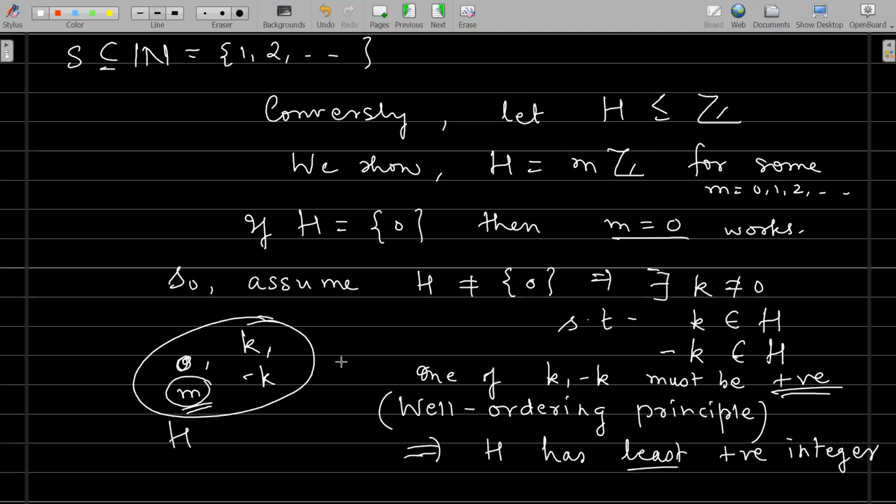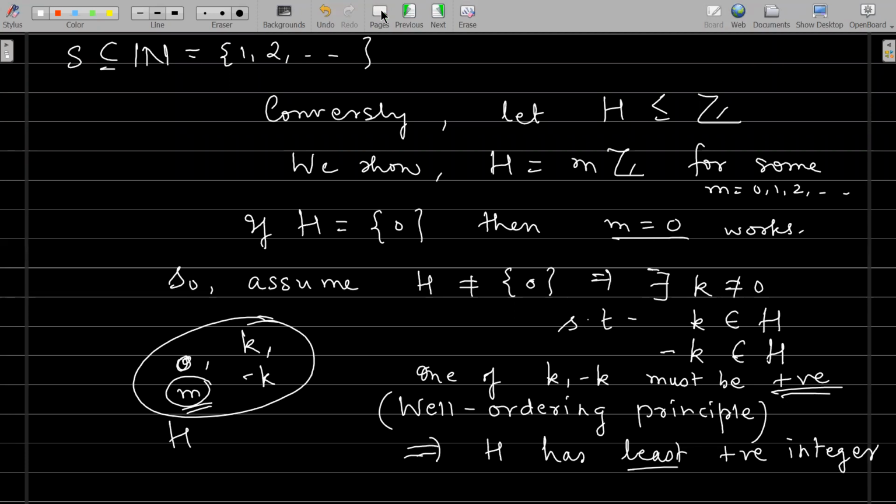So for this M, we'll show that H is precisely MZ, right? No element can be something different. Every element of H must be a multiple of M. That's what one can do. Okay, so let's see. Shall I go to the next page? Yes, sir. So let's try to understand now.